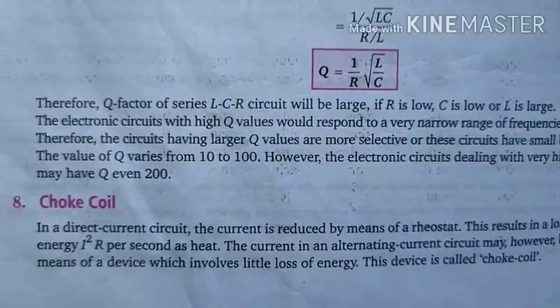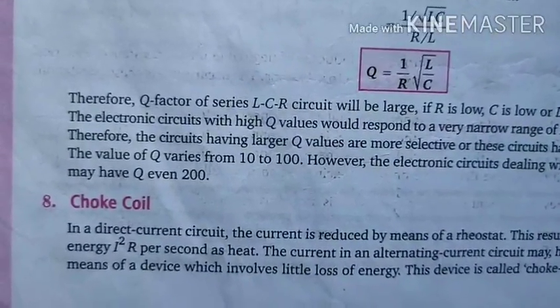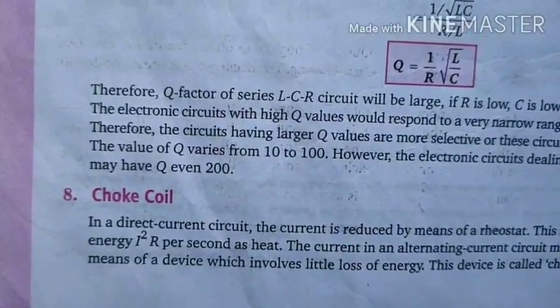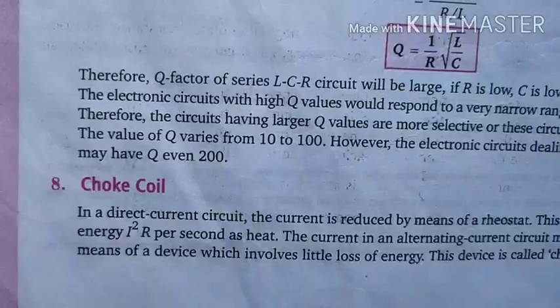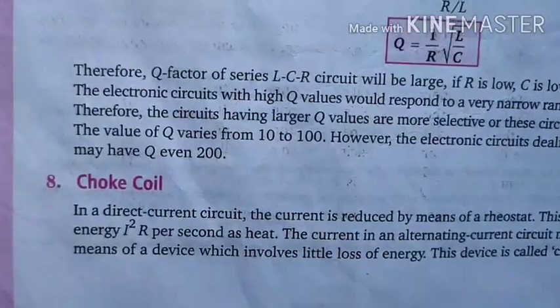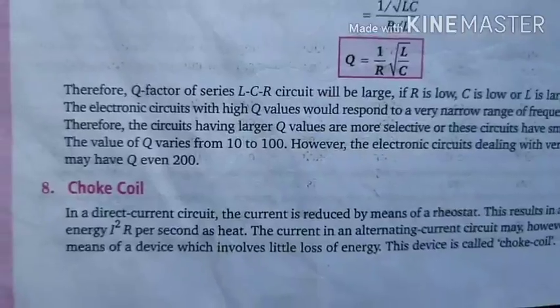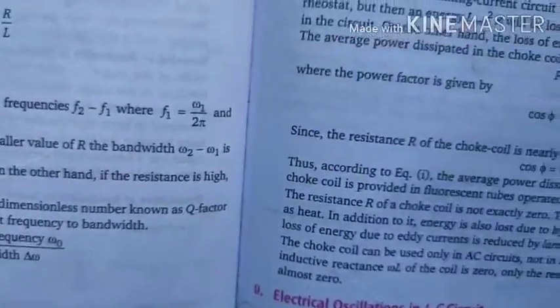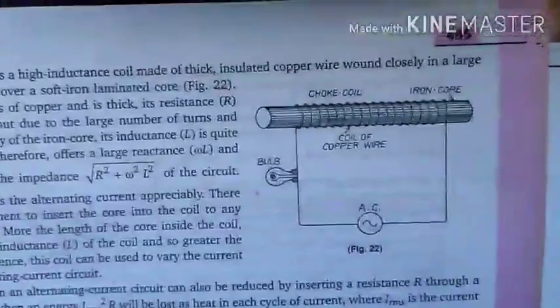So instead of using that rheostat or resistance box, if you use another device which can reduce the current and has very little loss of energy, that device is called the choke coil. A choke coil is a device which reduces the value of alternating current with little loss of energy. Let me explain the construction of the choke coil.